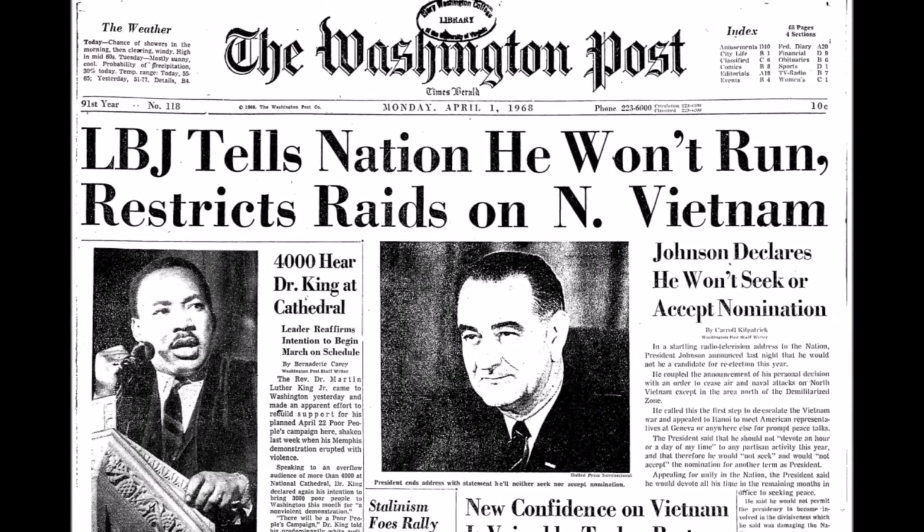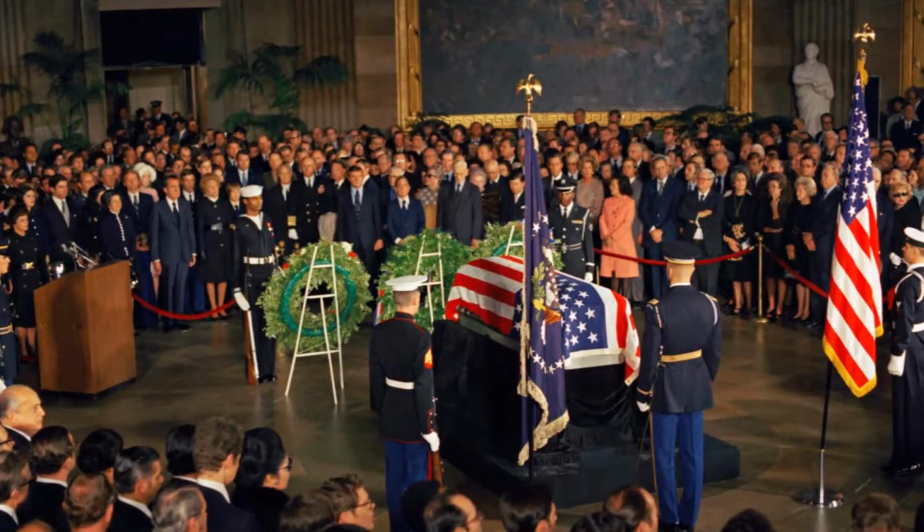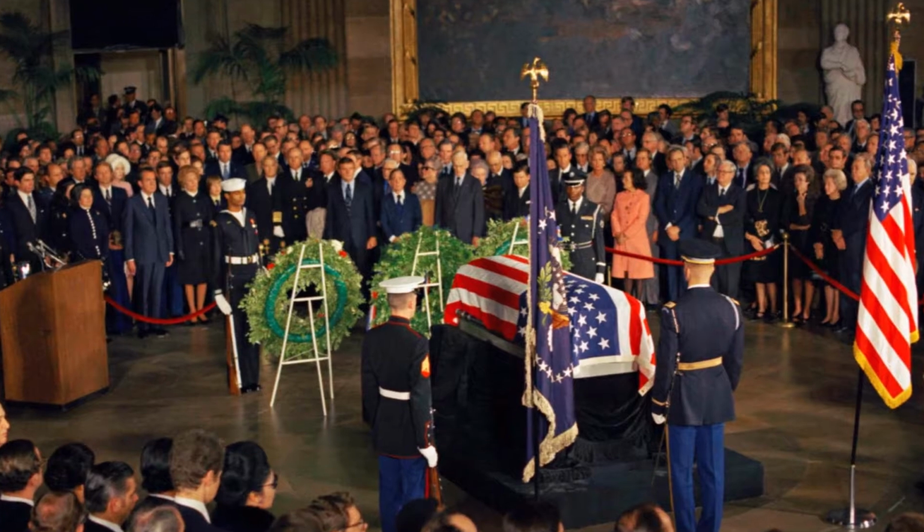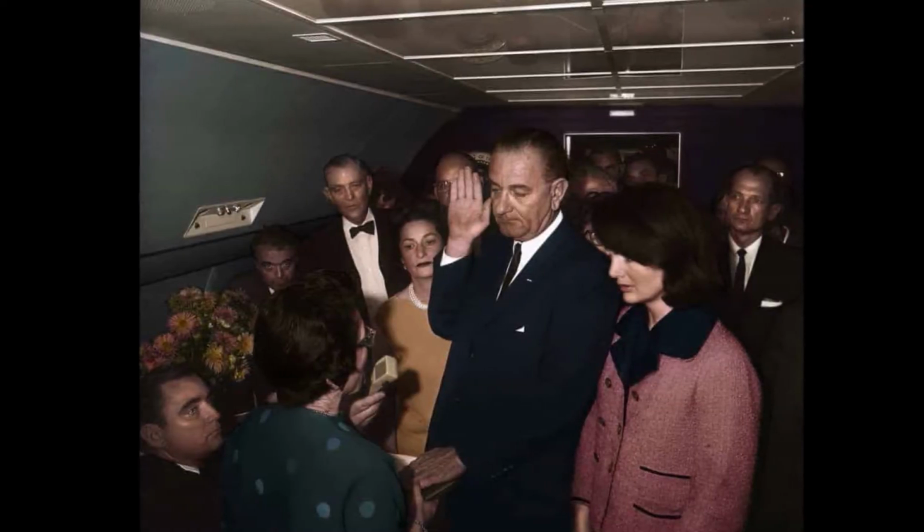Johnson's dream at the end of his life was peace. He wanted the Vietnam War to end. Sadly, he never got to see the end, because on January 22nd, 1973, Johnson suddenly passed away from a heart attack. But what about his legacy? He will forever be remembered as John F. Kennedy's vice president. And that photo of him being sworn in aboard Air Force One alongside Jackie Kennedy is absolutely going to stand out in his legacy.